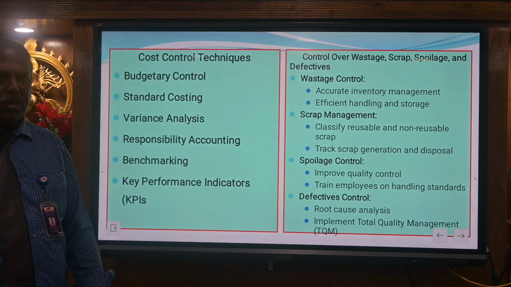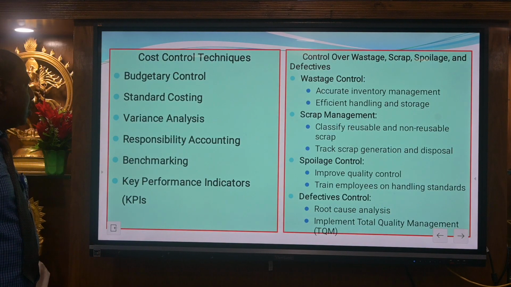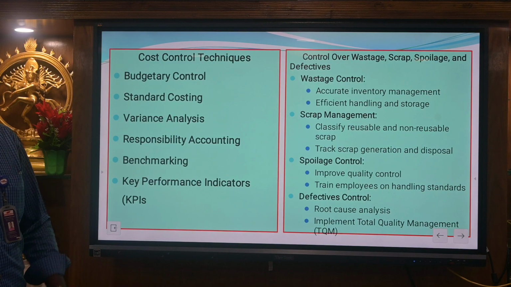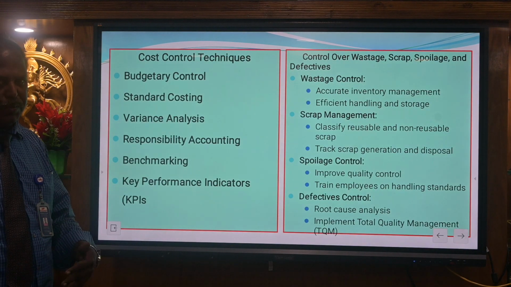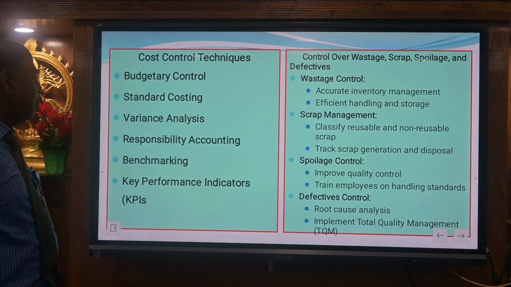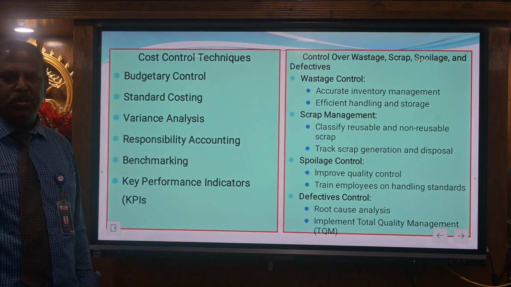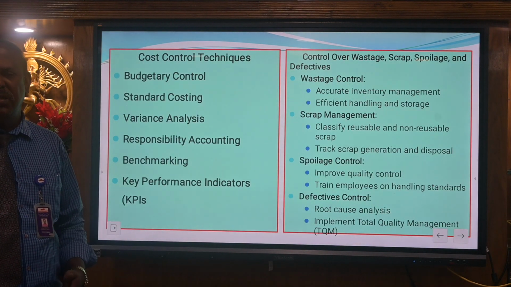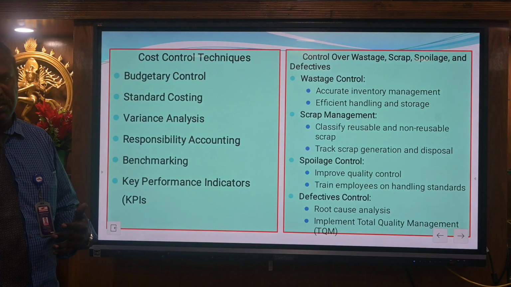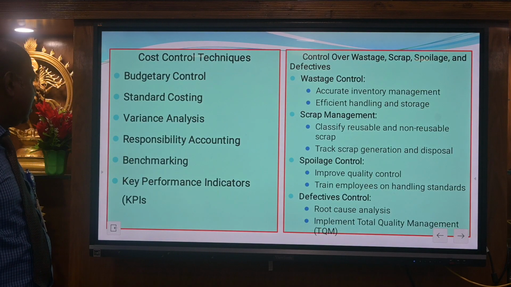Then another part is how to control the cost. That means how to reduce the costing expenses. First one is budgetary control. That means based on the budget when we proceed, we can control the costing methods. Then another one is standard costing.